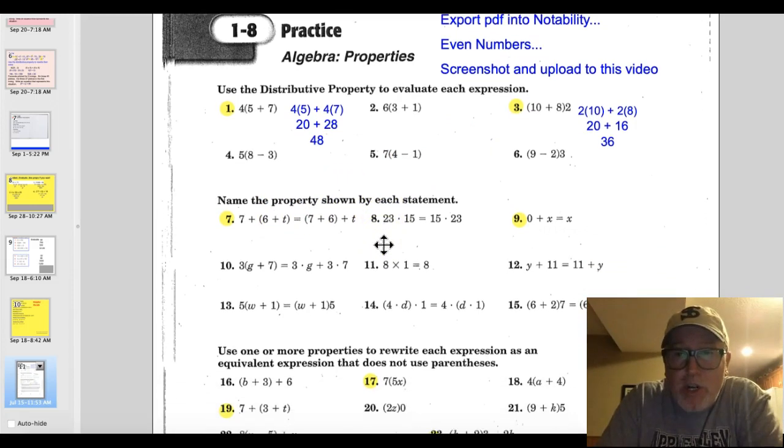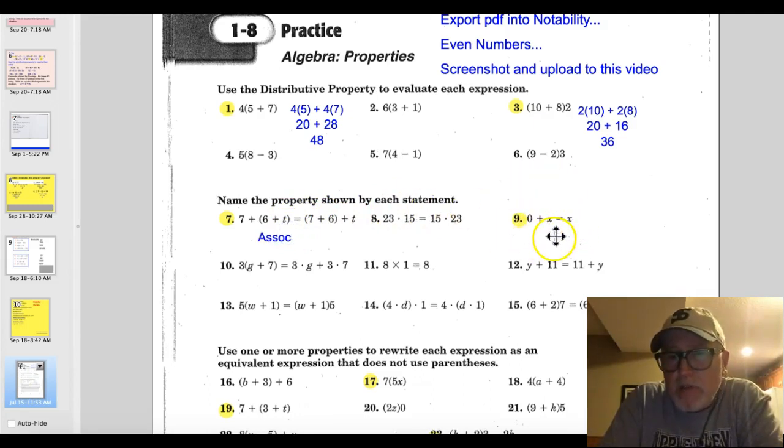In this section here, you're going to be naming the properties. So this one here, we have 7 plus a quantity of 6 plus t, or the sum of 7 plus 6 plus t. You know what? Let me look at this. 7, 6t, 7, 6t. All we did was move the brackets. This has got to be the associative property.